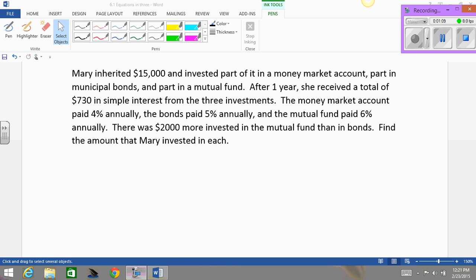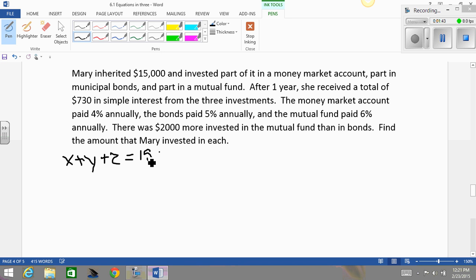Okay, so the way we need to start with this is we need to let our variables represent each type of account that she invested money in. So we're going to say X, Y, and Z can represent each one. I know that if I put together all of these accounts, I spent a total of $15,000, right? So we make our first equation: X plus Y plus Z is $15,000.